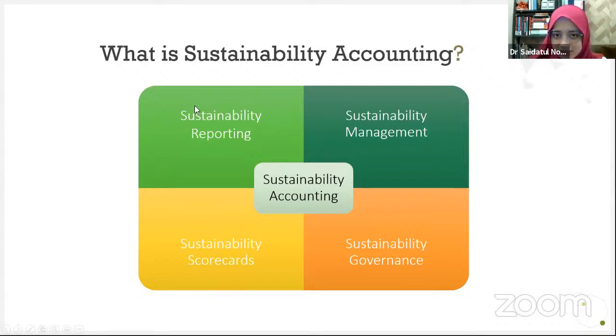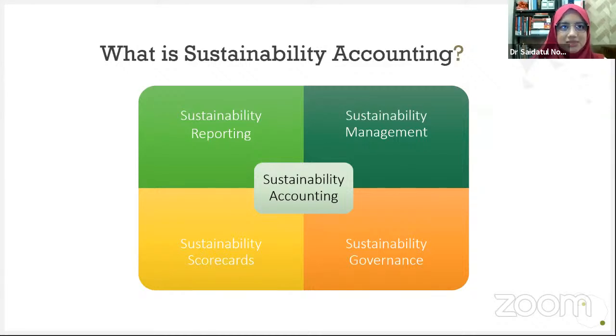So this is what sustainability accounting is all about. It's about reporting. But this is not the end of it. You also have sustainability management, and you have sustainability scorecards as well. As much as you wanted to have a performance scorecard, you also have a sustainability scorecard.